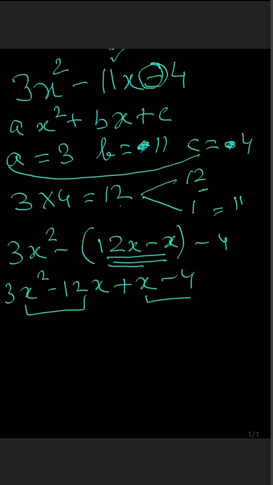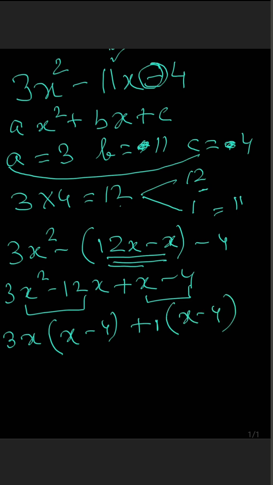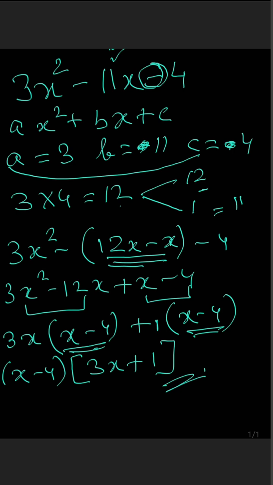When we make two groups, in the first group we have 3x as common. In the second group we have only 1 common. Again we got a common factor, because in rule 2 I have told you that while doing the grouping method, you must group the elements in such a way that you get a common factor. And lastly, we have to take out this common factor, so whatever is left will come in the second bracket. So this is the solution of the given equation.